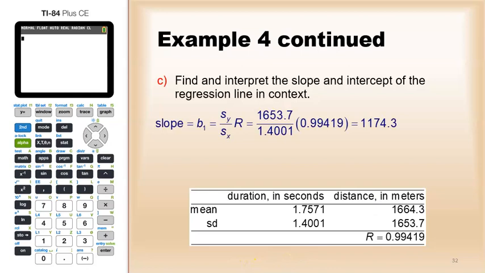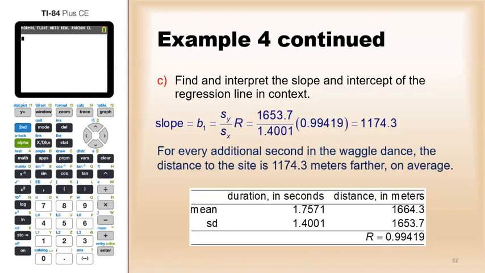Specifically, the slope is given by the standard deviation of the y values over the standard deviation of the x values times the correlation. The standard deviation of the y values is right here, 1,653.7. That's the standard deviation of the distance we're trying to predict, so that's my y value. The standard deviation of the x value is 1.4001, and then we multiply by the correlation, 0.99419. You can put that in your calculator, and you should get 1,174.3.